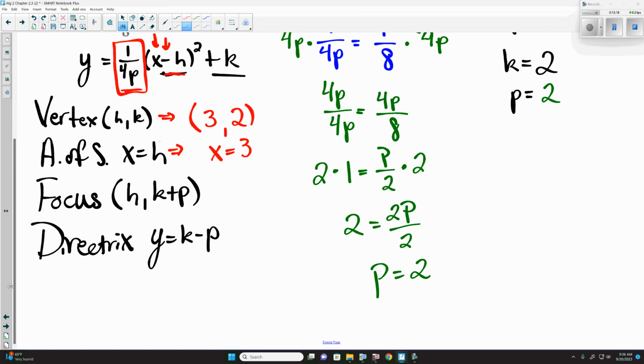Focus. So the first value is just 3. Now the second value, we have k plus p, which, right, our k plus p would be 2 plus 2, which is 4.